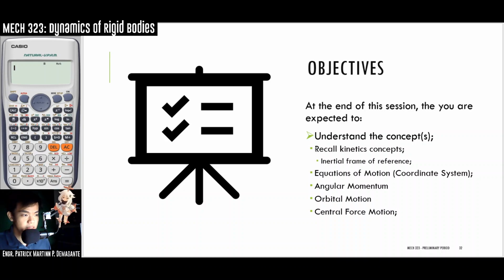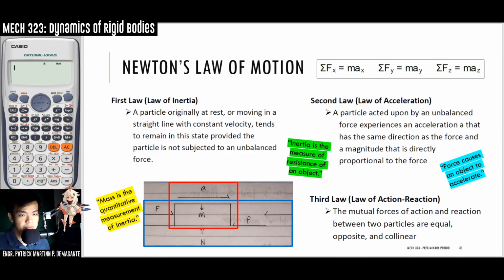With the recall of kinetics concept. So, more in discussion tayo. Ayan. Newton's second law. Newton's law of motion. So, we have 3 laws of motion, no? First law is known as the law of inertia. The second law is known as the law of acceleration. And the third law is the law of action-reaction or law of interaction.